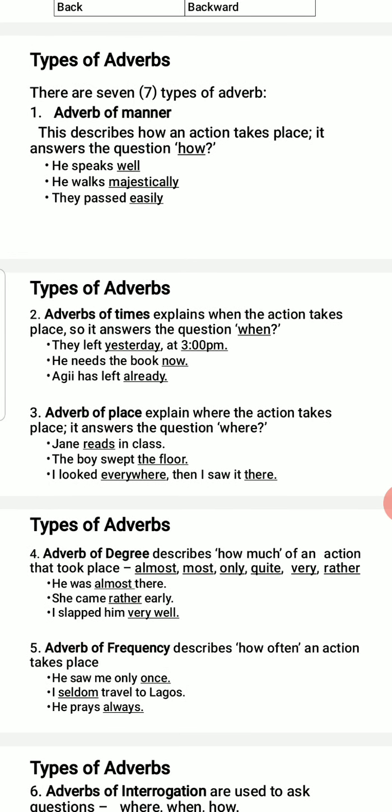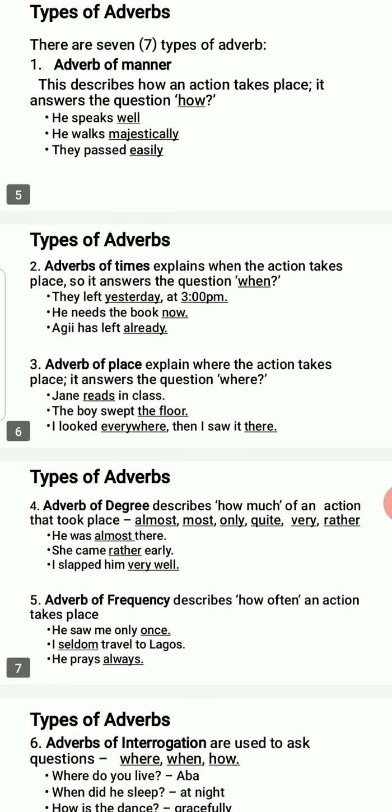He needs the book now. He needs the book when? Now. He needs the book can be tomorrow, can be next year, time. But in this sentence, he needs the book now. Aggie has left already. Aggie has left when? Already. So already is the adverb of time.